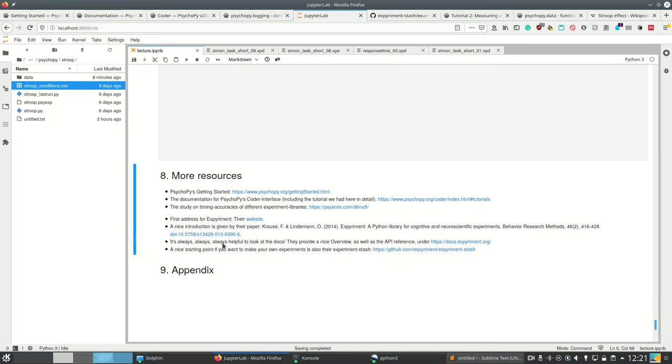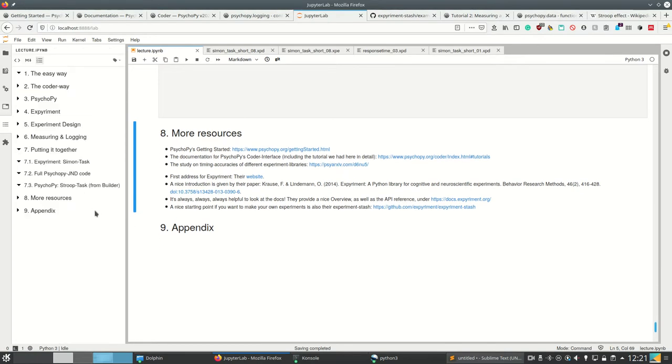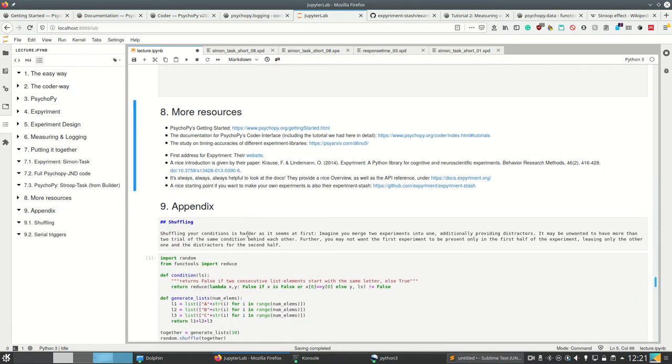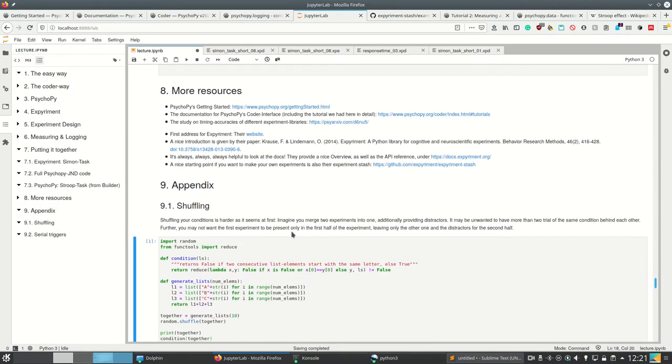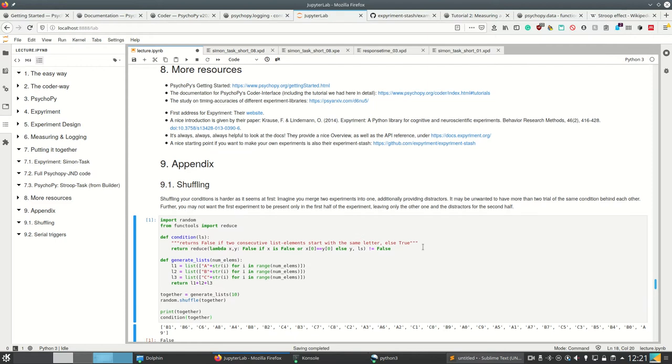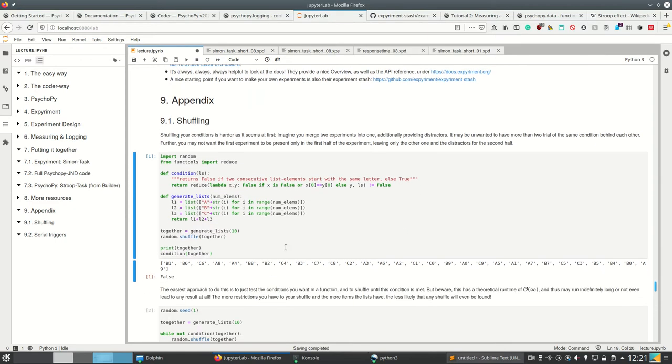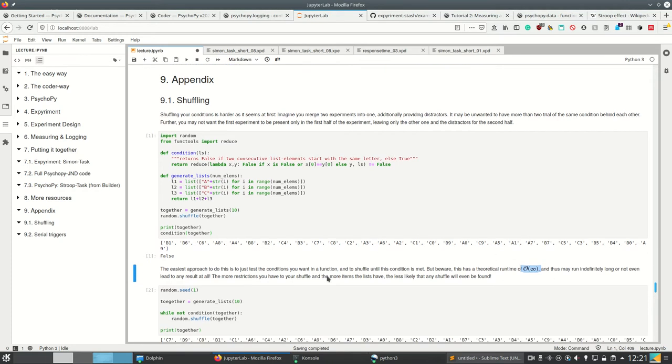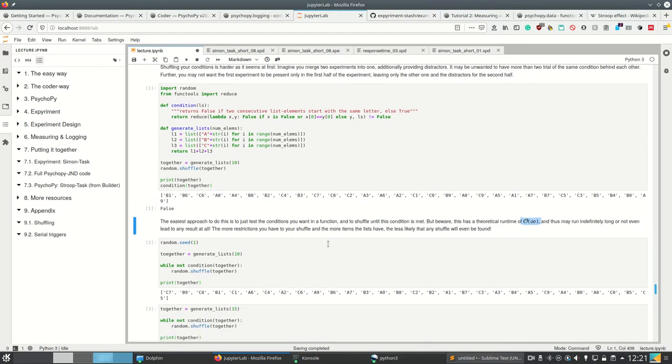I also have an appendix this time where I write about shuffling, because shuffling your conditions, as I hinted at earlier, is harder than it seems at first. If we are shuffling the default way, we have O of infinity as theoretical runtime, so it may not lead to any result at all. And the more restrictions you have, the harder it gets.